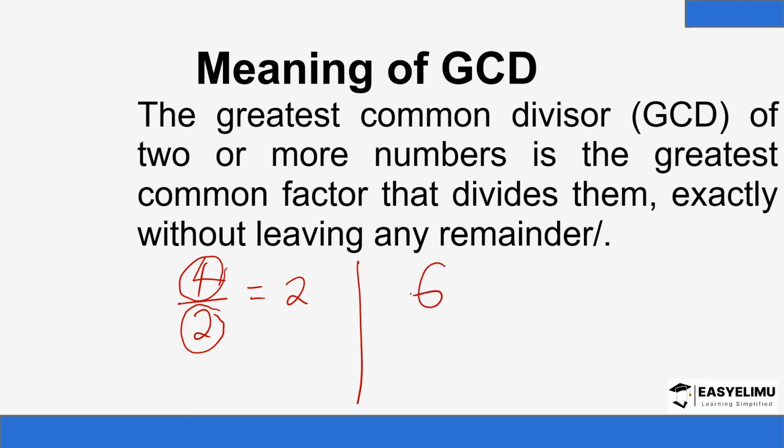Another one, maybe you take something like 6, you divide by 3, the answer is 2. So you see, this 3 here is considered a divisor of 6. 3 divides into 6 exact number of times. So this one here is considered to be a divisor. You can also call it a factor. It's a factor of 6.